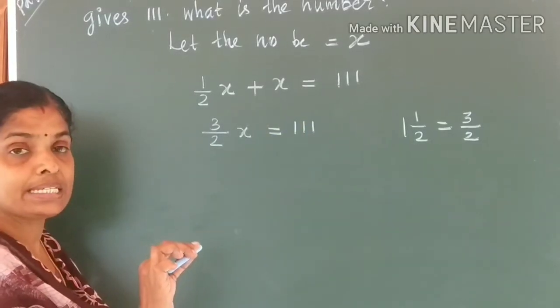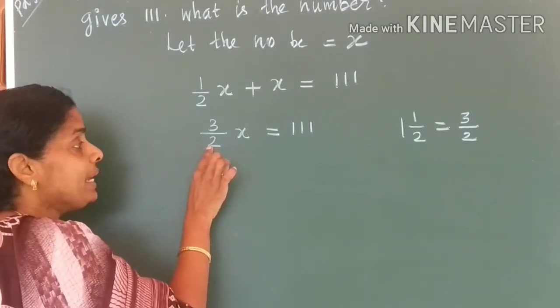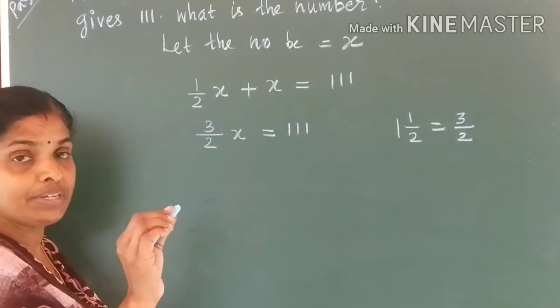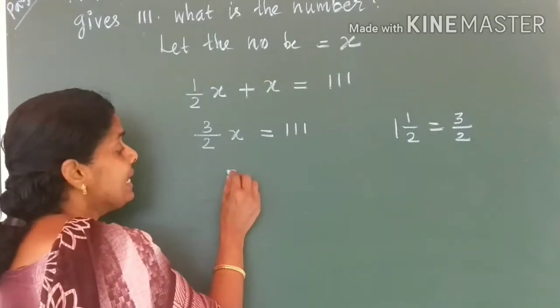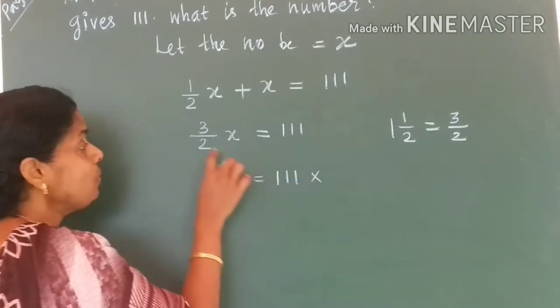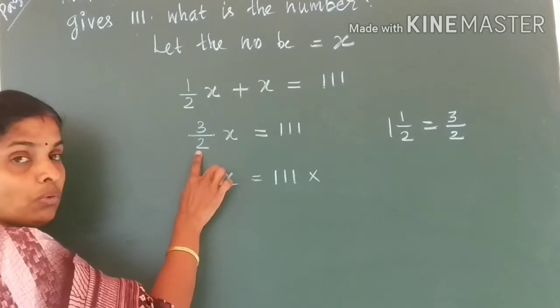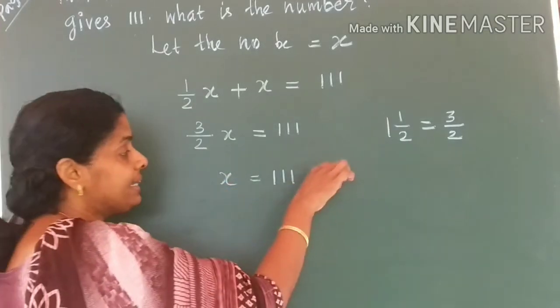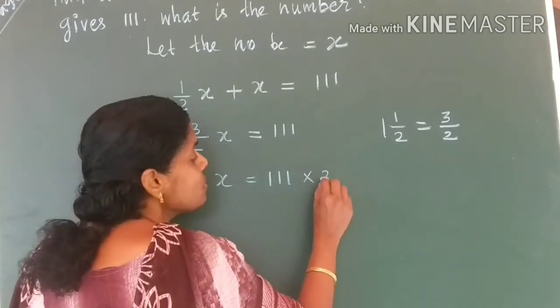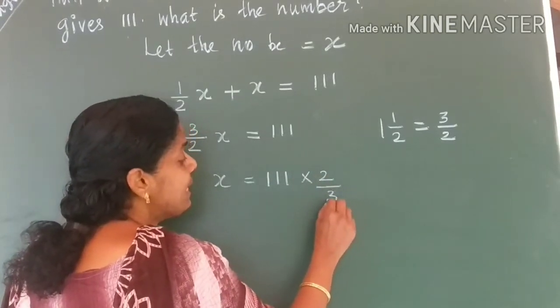What is the next step? This multiplication when taken to the other side becomes division. So I can write x is equal to 111 into this 3 by 2 taken to the other side becomes 2 by 3. So you get 2 divided by 3.